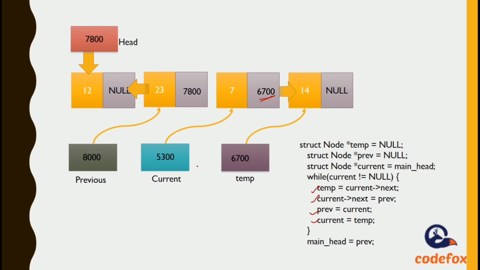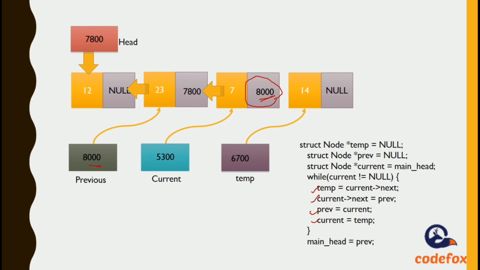So current is this, and its next part is this, right? So this will be replaced with the previous. Previous is 8000, and we replaced it successfully. Now we'll unlink these two nodes, right? And this is the address of this node, so it'll point towards this node. I hope this is clear.